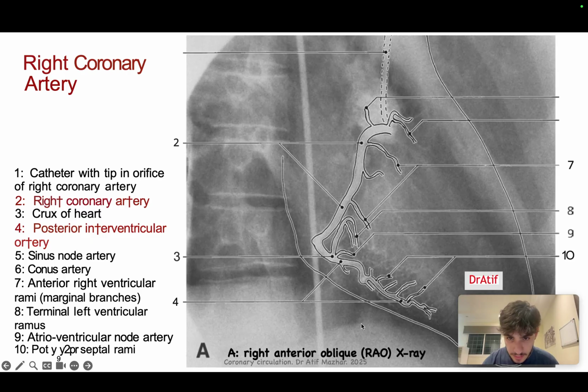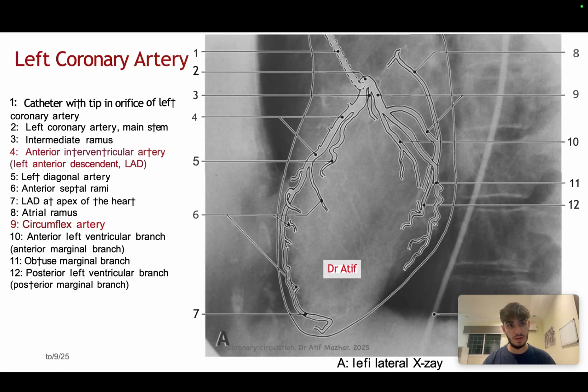As you can see here, the PIA comes from the back of the heart. This is behind the heart. This is not anterior. It's in the posterior surface of the heart. Now we have the left coronary artery. In the left coronary artery, rather than an L-shape, you'll have a claw shape, and it's in a different angle of the heart, so you can only see left coronary arteries.